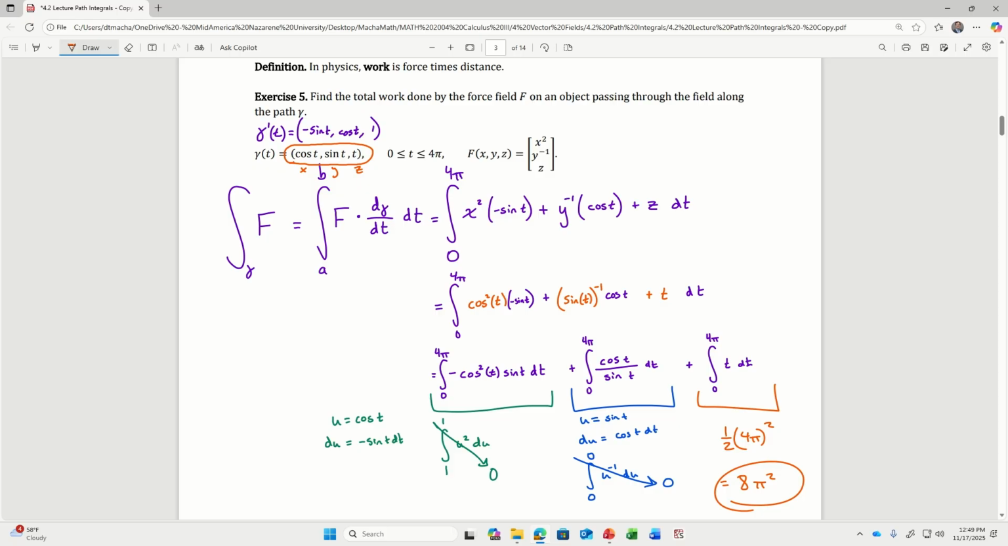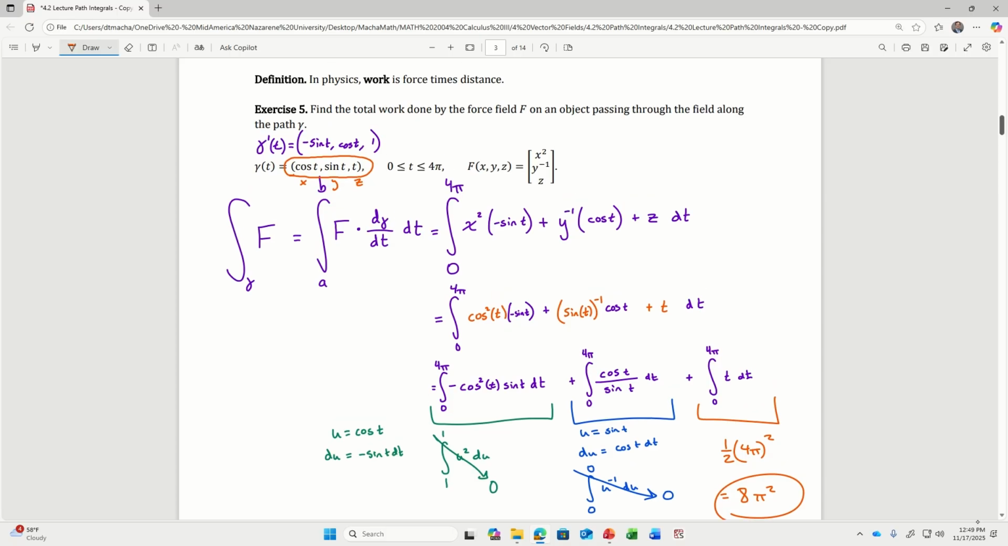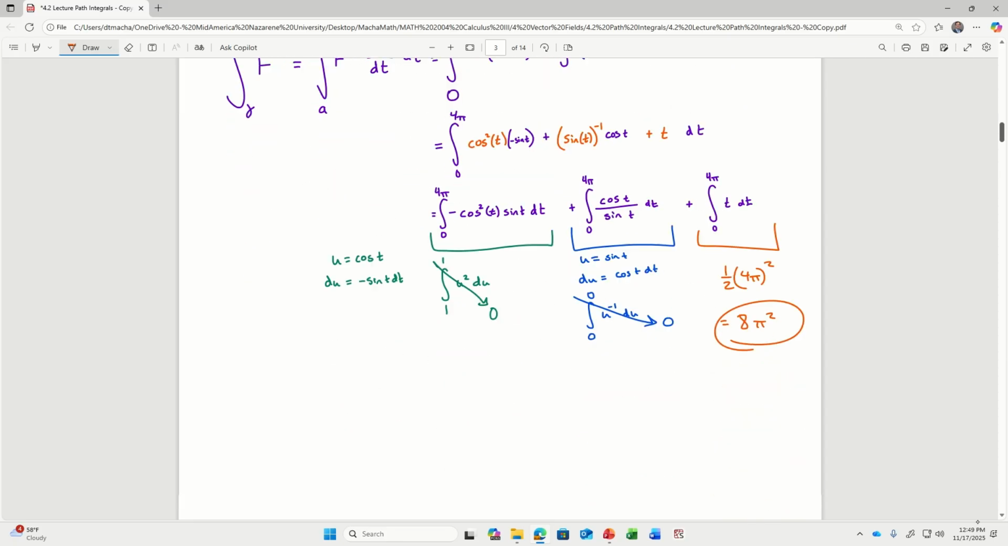So if I have some force field that's described by this, maybe it's a gravitational field, maybe it's the electromagnetic force, I don't know. I'm not a physics person. But then you have some object or particle moving through the force field according to some path. Well, you could calculate the work done by the force field on the object using a path integral over the vector field over the parametric curve, over the path. Questions about that? Okay.